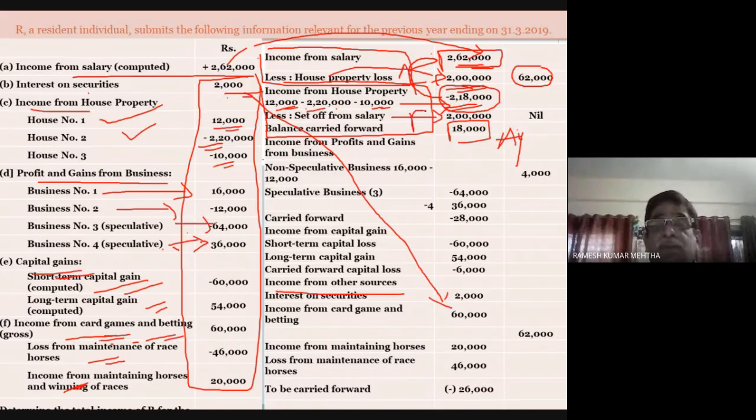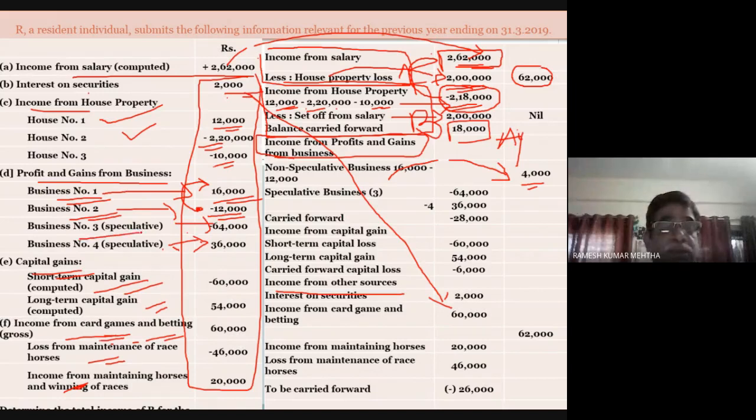So income from salary is over, income from house property is over. Now let's talk about income from profits and gains of business or profession. So number one, business number one, there is an income from non-speculative business of 6 lakh rupees and a loss of 12,000 rupees from speculative business. This loss can be set off against non-speculative profits of 16,000 rupees. Income from non-speculative business is 4,000 rupees. Next one.